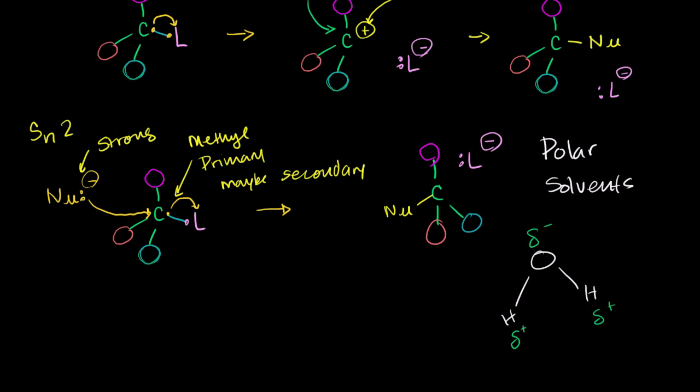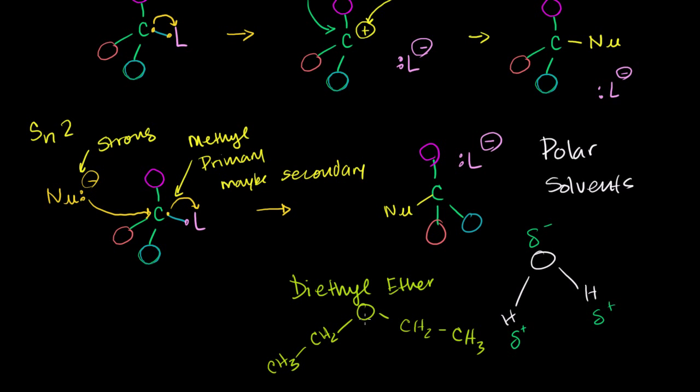Another example of a polar solvent that you may not have seen before is something like diethyl ether. So diethyl ether would look like this: CH2, CH3, CH2, CH3. And I know we haven't named ethers yet. Let me write this. This is diethyl ether.